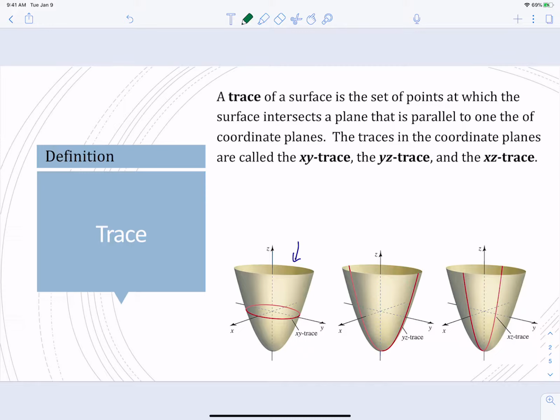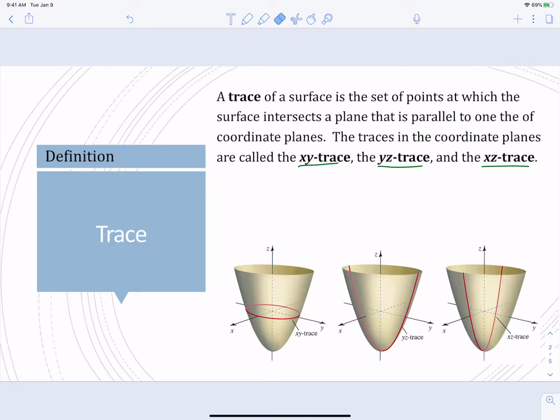The idea of a trace is that we're going to slice this shape parallel to one of our planes, either the XY plane, the YZ plane, or the XZ plane. So we're always going to be parallel to a plane. You can think about it as slicing either horizontally or vertically. In particular, we're going to look at the traces on the coordinate planes: the XY trace, the YZ trace, and the XZ trace. That's what we have pictures of down here with this graph of our paraboloid.